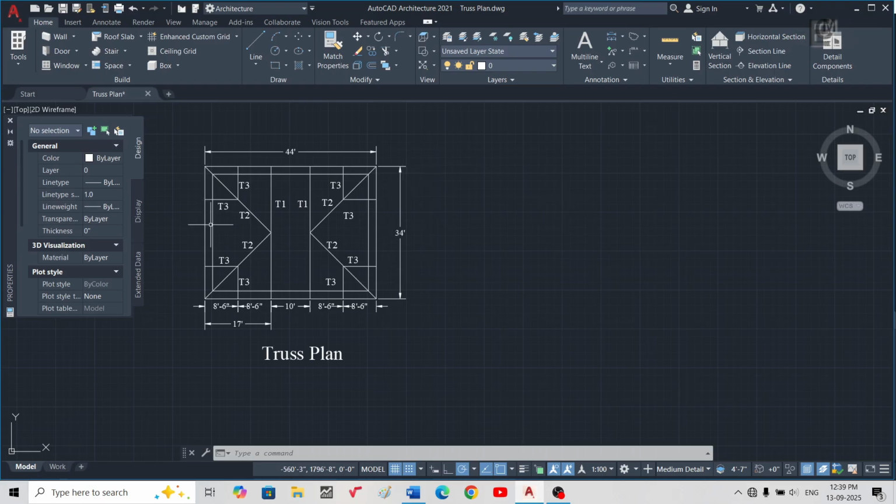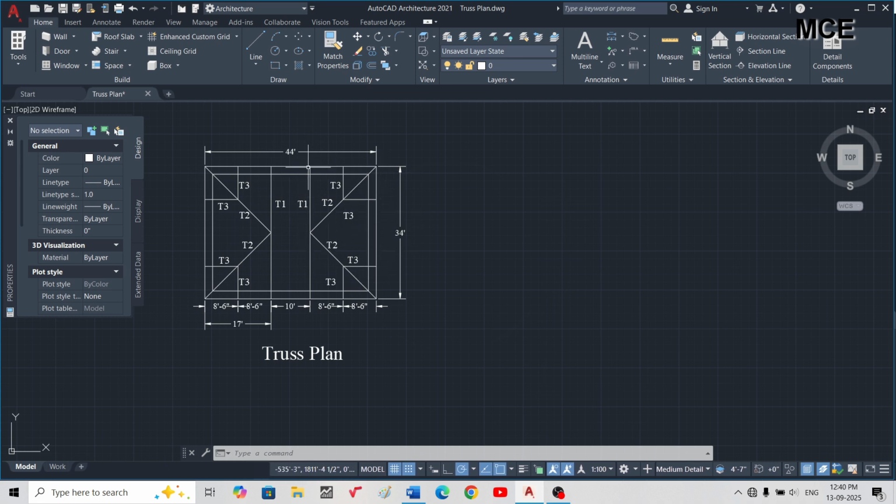In the previous video, we learned how to draw the truss plan for a rectangular shaped building. I completely showed you how to get this truss plan for my rectangular building, which has a plan size of 40 feet into 30 feet, and my truss size, taking soffit as 2 feet, was 44 feet into 34 feet external.